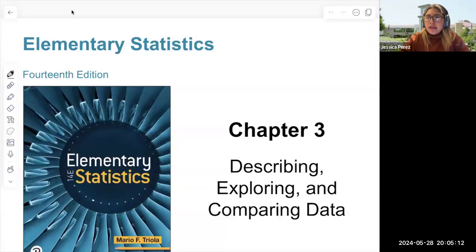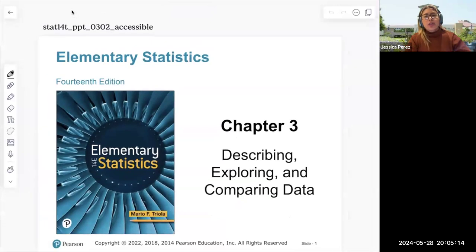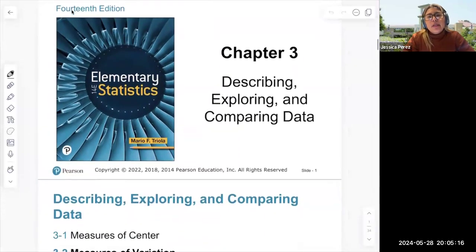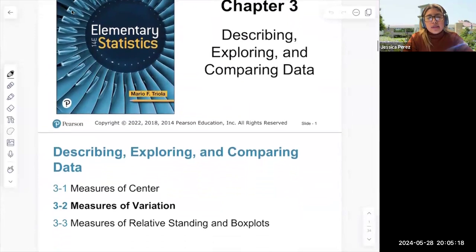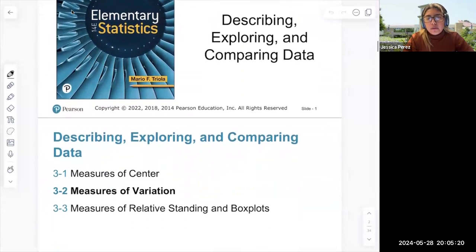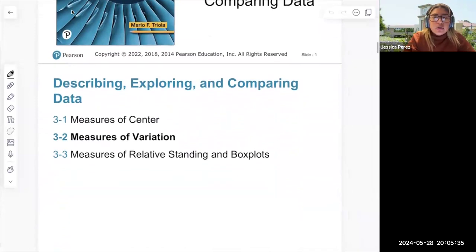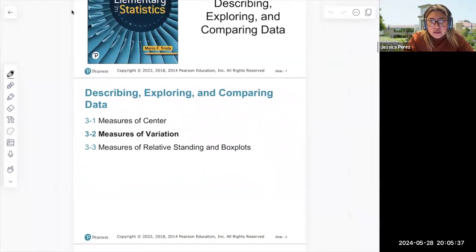Everyone, welcome back. This is section 3.2. In section 3.1, we talked about the mean, the median, the mode, and how they are resistant versus not resistant. We talked about how the median is resistant whereas the mean is not resistant. Now in 3.2, we're going to be looking at measures of variation.